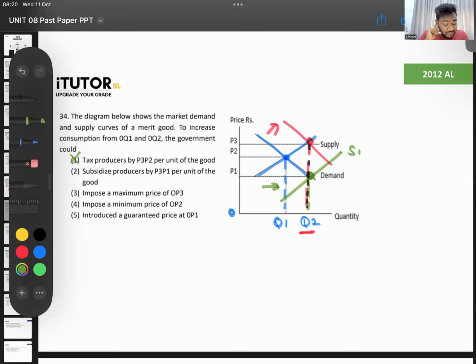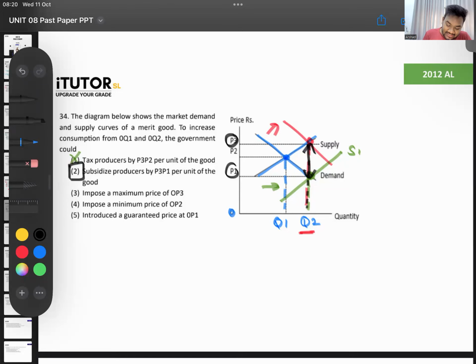Okay. Subsidize producers by P3, P1. See, that makes sense, no? Here I told you, if you can give a subsidy, now subsidy of how much? Here, see the distance here. Distance of how much? P3, P1. If you give a subsidy of this much, supply will shift. And as a result, you can have equilibrium at Q2. This can be our answer.